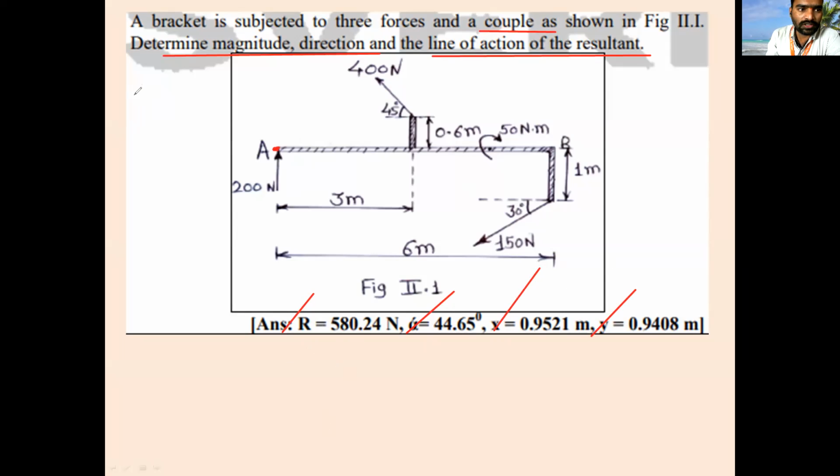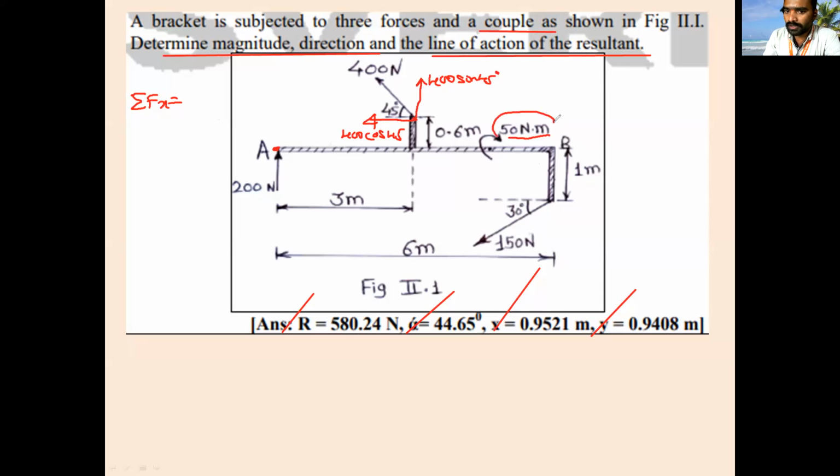So first you have to find sigma Fx. I will not solve this problem, I will give you only the approach. Sigma Fx means resolving all the forces along the horizontal direction. This is inclined at an angle of 45 degrees, so horizontal is 400 cos 45. There is one more component, vertical, that is 400 sin 45. Clear? Then there is a moment, that is the couple he has given. Couple or moment, both are the same. Here, will you consider this one in sigma Fx or sigma Fy?